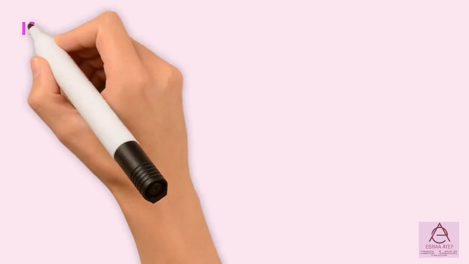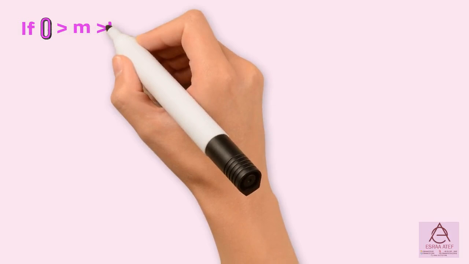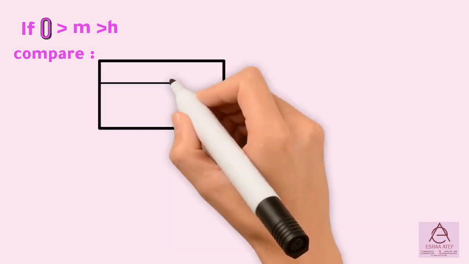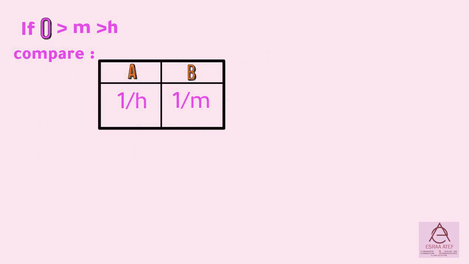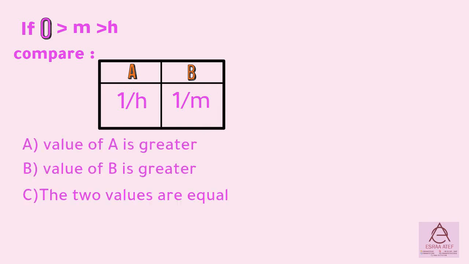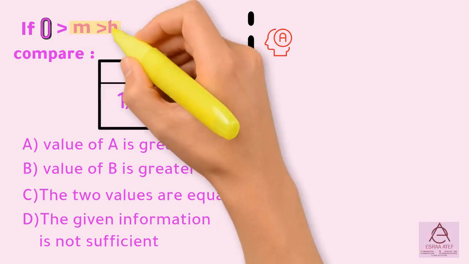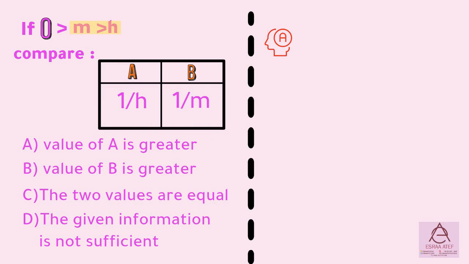Okay, here is the first question, which is 0 is greater than m, greater than h, and he asked it to compare 1 over h and 1 over m. Here, in the question, we have that h is less than m, which means that if we put them down in the fraction, it will be the opposite. So 1 over h will be greater than 1 over m. So the opposite: if the term is greater than the other term, in the fraction the other term will be greater than the first term.